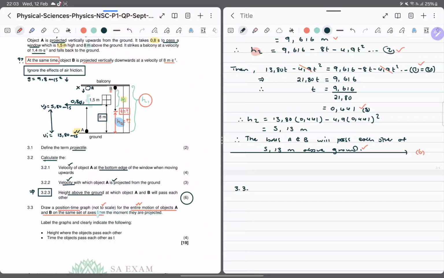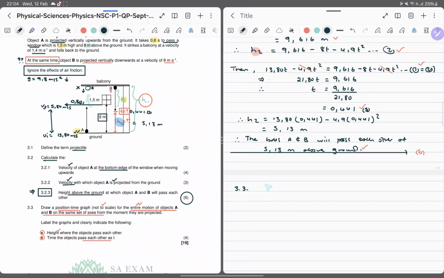Okay, from the moment they are projected, it says label the graphs and clearly indicate the following. The height the objects pass each other, and the time the objects pass each other. Can you see we worked it out as well? So we saw that this essentially came out as 0.441 seconds. And we calculated this height to be 5.13 meters. Easy stuff.